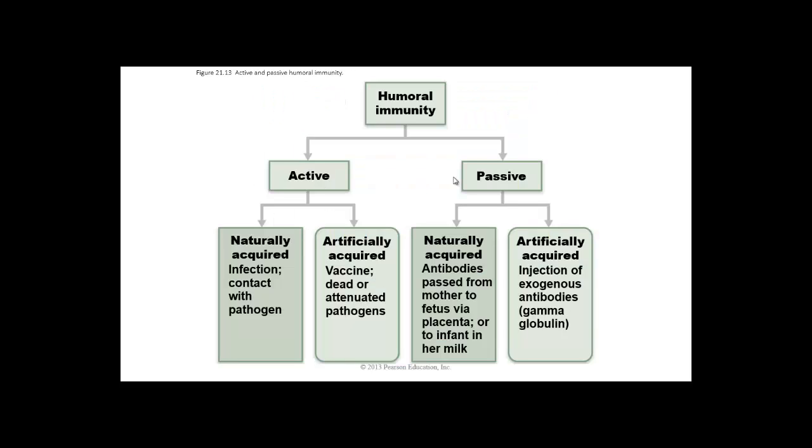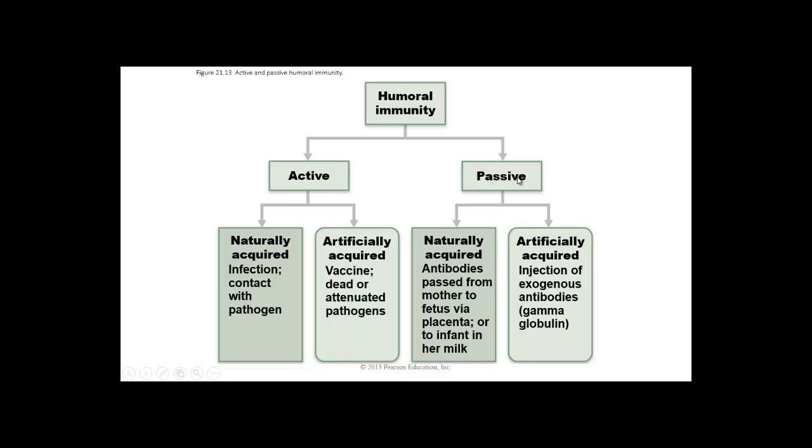So when we talk about humoral immunity, we're talking about antibody production. There's different ways that we can form antibodies or treat exposure to antigen. It's important that you know the difference between active and passive. Active means that the body is actively making the antibodies themselves. In passive, the person is receiving antibodies from someone else who made the antibodies.